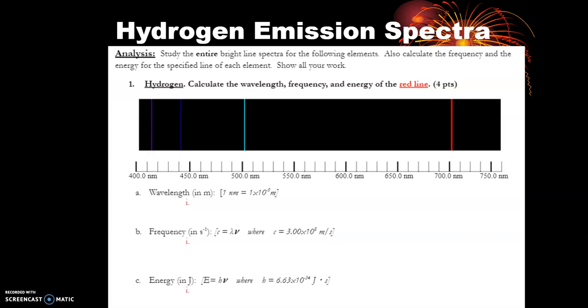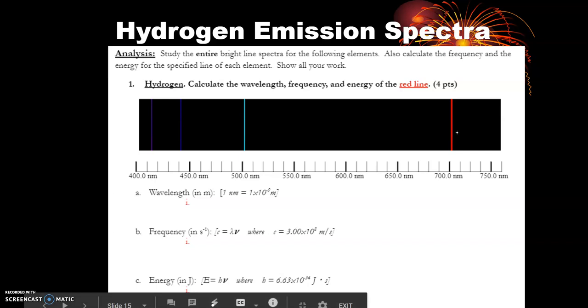Okay, in the lab, what we're going to do is calculate the wavelength, the frequency, and the energy of that red line. So you're going to have to estimate how far this distance is right here, and then you're going to calculate the wavelength and turn it into meters. Then you can calculate the frequency and then the energy.